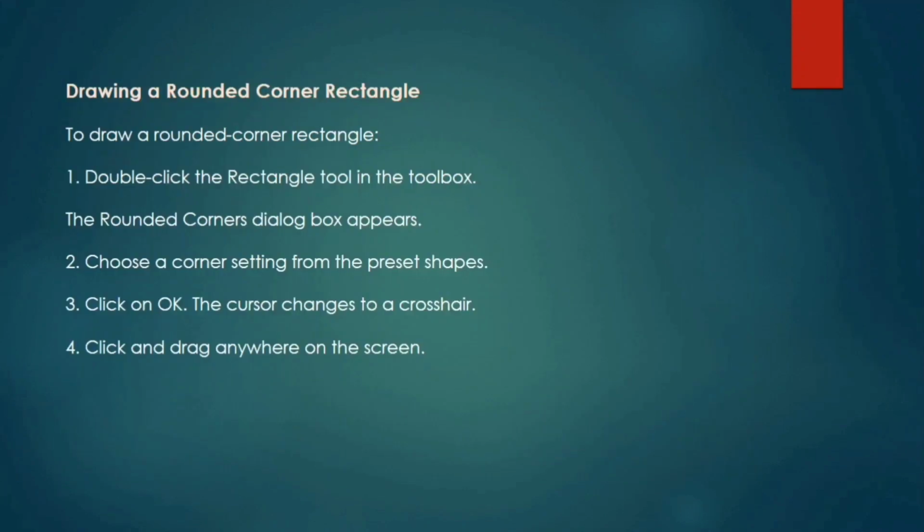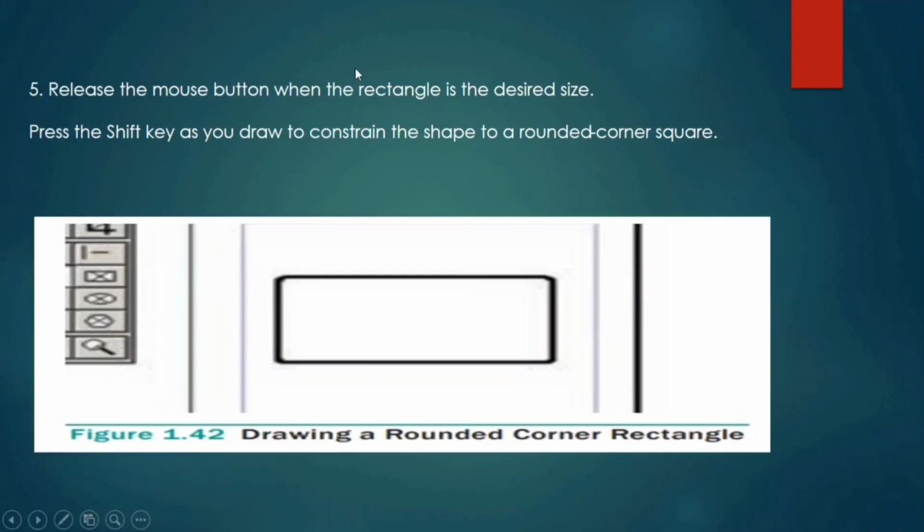Drawing a rounded corner rectangle. To draw a rounded corner rectangle, double-click the rectangle tool in the toolbox. The rounded corners dialog box appears. Choose a corner setting from the preset shapes. Click on OK. The cursor changes to a crosshair. Click and drag anywhere on the screen. Release the mouse button when the rectangle is the desired size. Press the shift key as you draw to constrain the shape to a rounded corner shape.